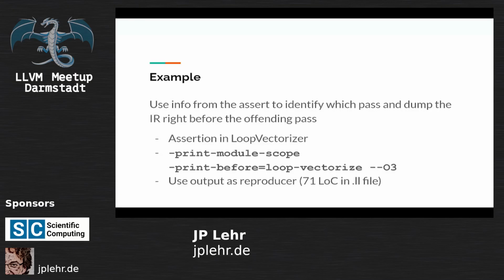and -O3. So this is basically telling it to run the O3 pipeline and give me the whole IR that will be put into the loop vectorizer, before the loop vectorizer. Okay, so that gives you exactly the IR that the loop vectorizer will crash on. And that output is actually 71 lines of code and serves as a reproducer because it triggers the issue. Okay, that's great.